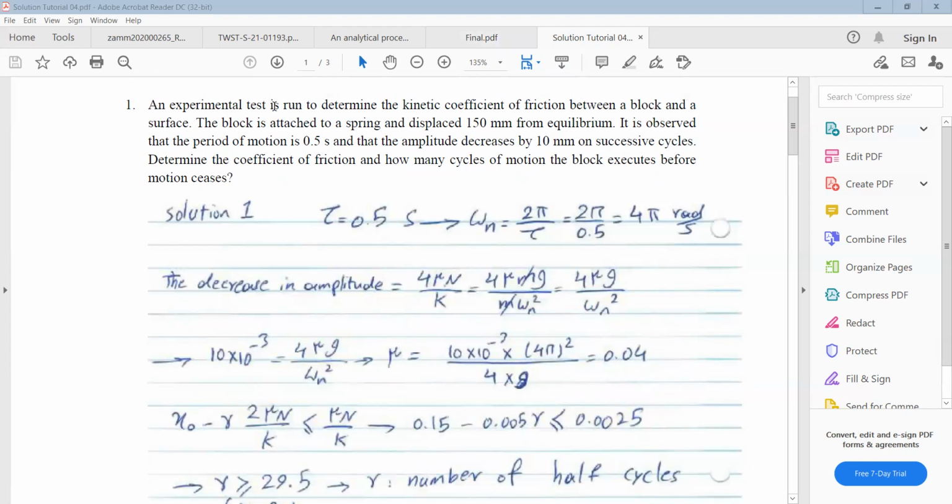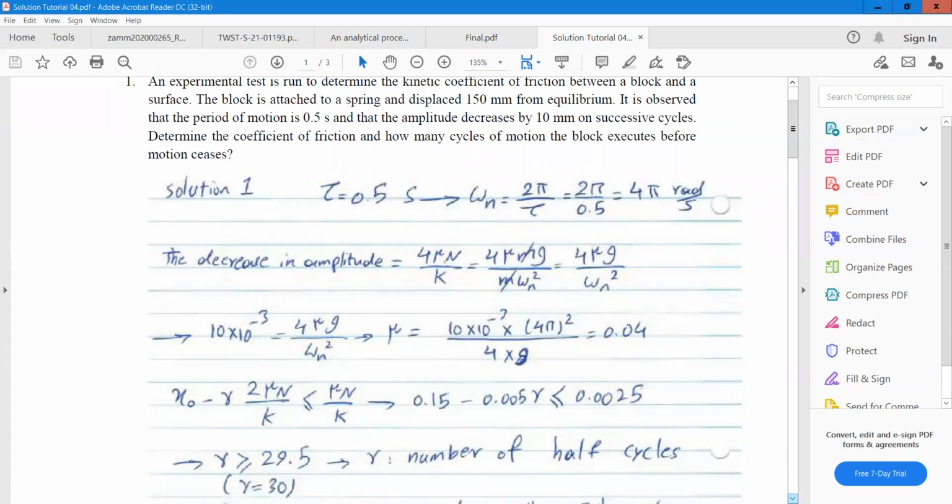in an experimental test, which is run to determine the kinetic coefficient of friction between a block and a surface. The block is attached to a spring and displaced 150 millimeter from equilibrium. It is observed that the period of motion is 0.5 seconds and that the amplitude decreases by 10 millimeter on successive cycles. Determine the coefficient of friction and how many cycles of motion the block executes before motion ceases.